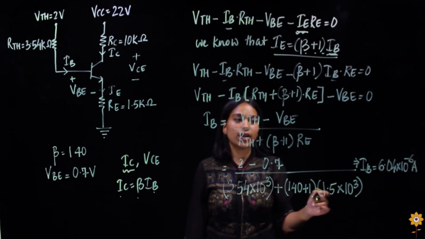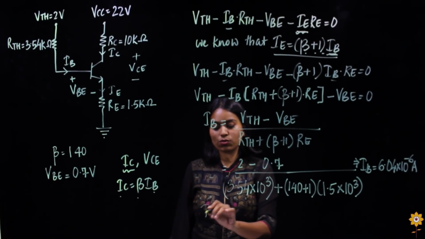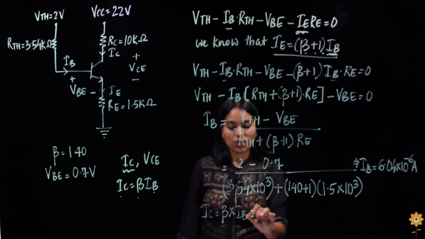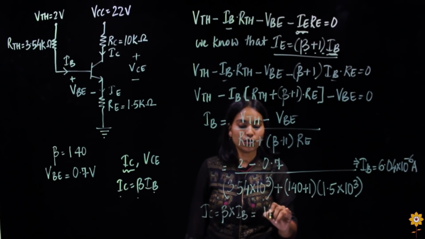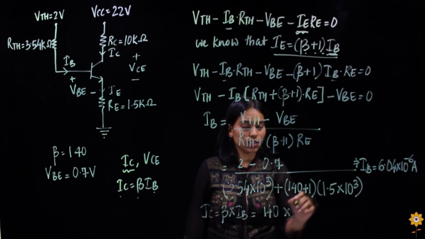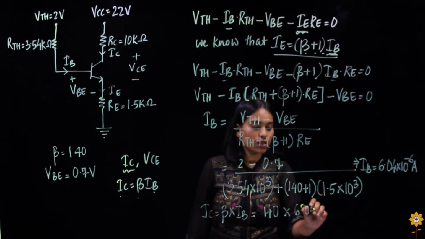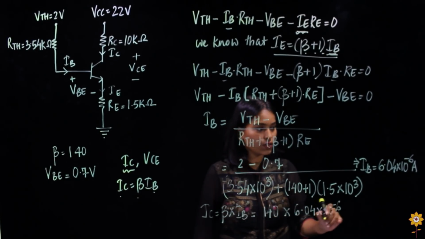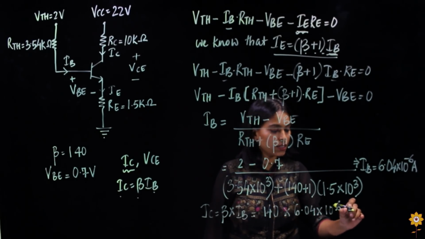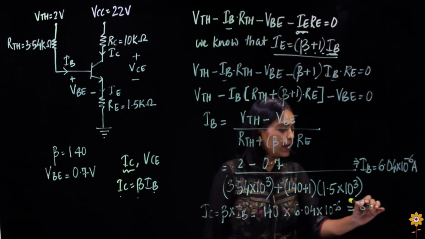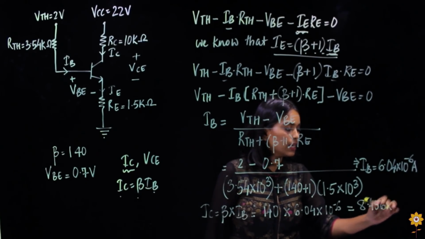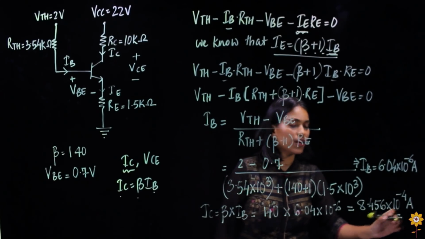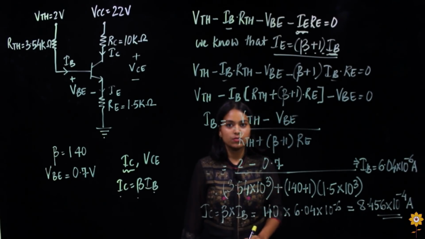So once you have found out IB, what you have to do? You have to multiply it with beta so that you get IC. So beta is known to us, it is 140 into IB, which is this value, 6.04 into 10 raised to minus 6, and once you solve this, you get IC is equal to 8.456 into 10 raised to minus 4 amps. So this is the value of IC.